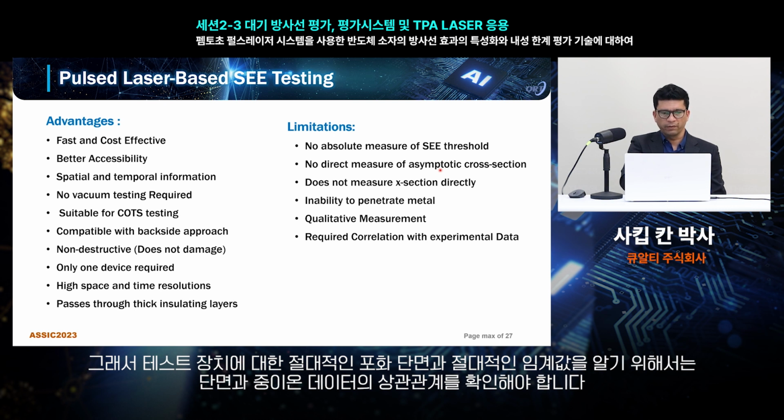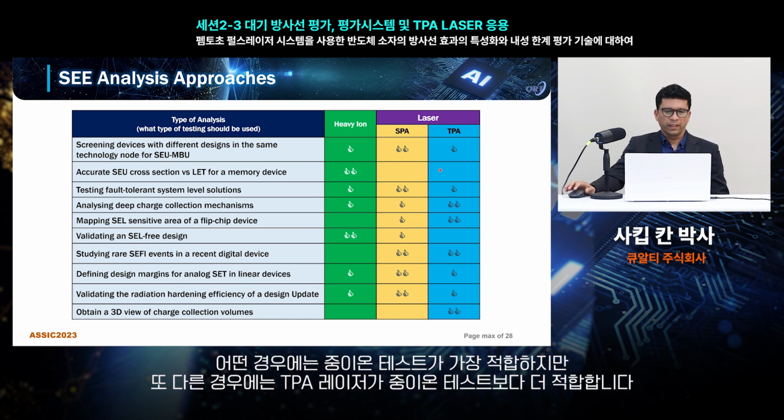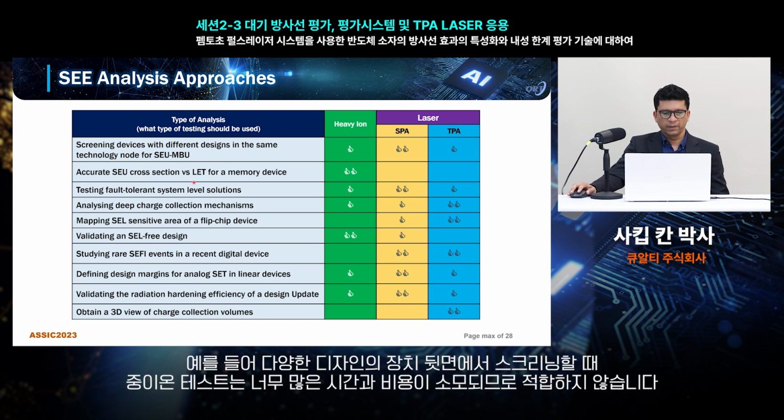for the tested devices. This table summarizes the type of analysis which could be performed using each type of methodology. Heavy ion testing can be used, or TPA testing could be used. So there are certain cases in which heavy ion is the best technique, and there are other cases when the TPA laser has benefit over the heavy ion testing. Let's say, for example, for performing the screening of devices with a different design, heavy ion testing is not suitable because it requires lots of time, which involves cost.